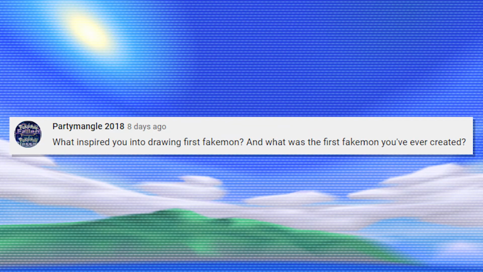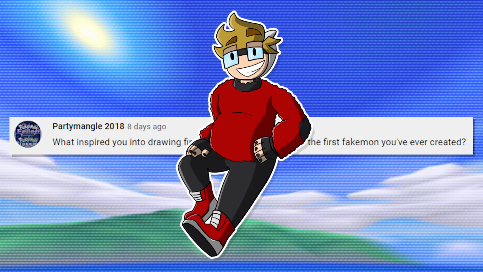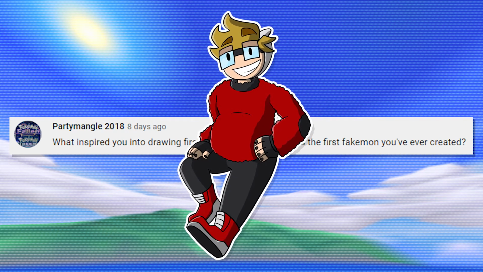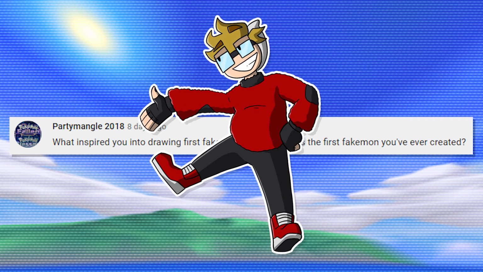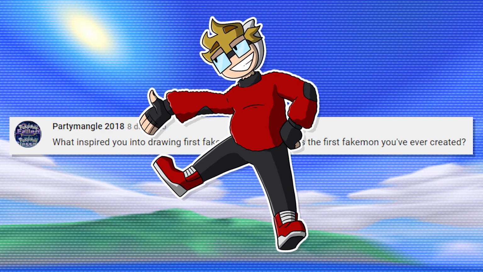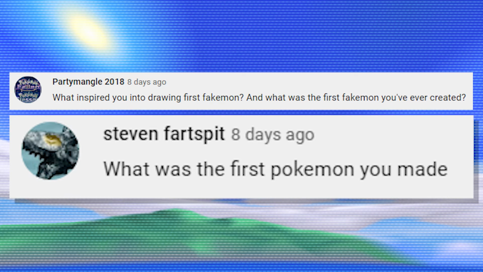What inspired you into drawing first Fakemon? When you like a franchise from a young age and you're into art, fan art is only natural, including OCs, which, once enough people did and formed a community around, became known as Fakemon. And what was the first Fakemon you ever created?